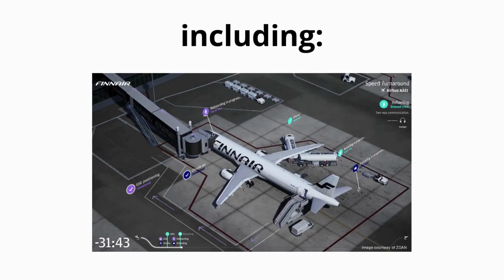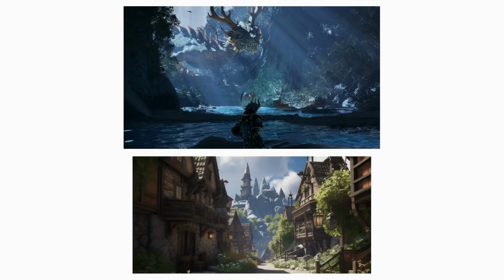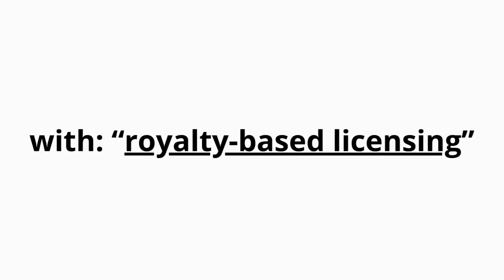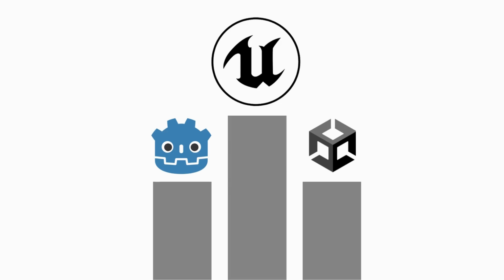In addition to gaming, Unreal Engine is used in a variety of industries, including film, architecture, and simulation, thanks to its real-time rendering and ability to produce highly realistic environments. With its extensive features, strong support, and free-to-use model with royalty-based licensing, Unreal Engine continues to be a dominant force in the world of game development and beyond.